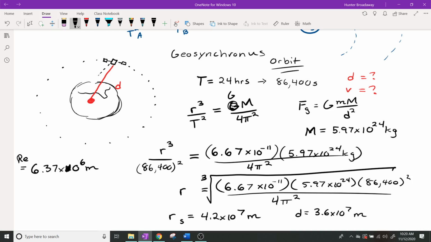How many kilometers is that? We would divide it by 1,000. So that's 3.6 times 10 to the fourth, which would be 36,000 kilometers, I think. Hang on, I have to check that one. 3.6 times 10 to the fourth, so 1, 2, 3, 4. That'd be 36,000 kilometers, which is quite a ways.